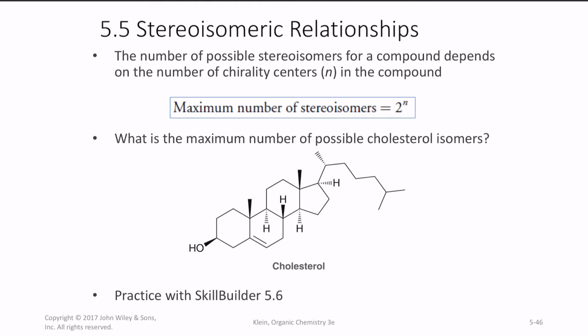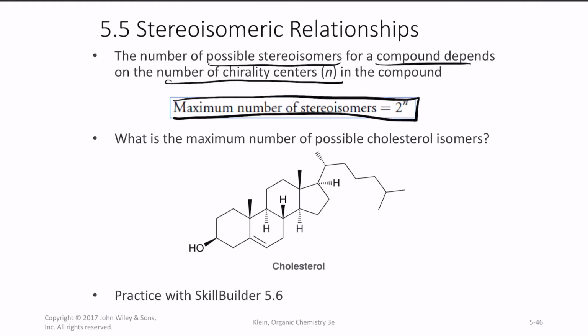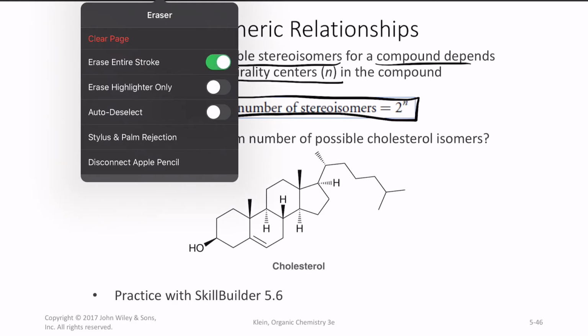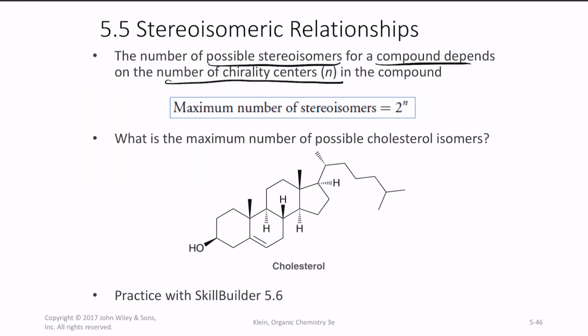With this in consideration, what is the total number of possible isomers for any compound? That generally is determined by the number of chirality centers that the molecule has. The maximum number of stereoisomers for any given molecule is 2 to the power n, where n represents the number of chiral centers.